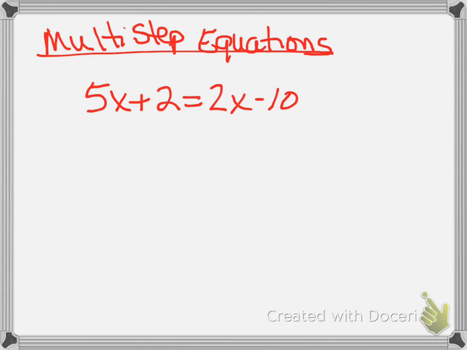So when I look at the left, I got 5x plus 2. Are either of those like terms? No. And then on the right, 2x minus 10. Like terms? No. So we're good there. We're already to step 3. Get the variables on one side. I've got a 5x on the left and a 2x on the right. You want to keep your variable positive.